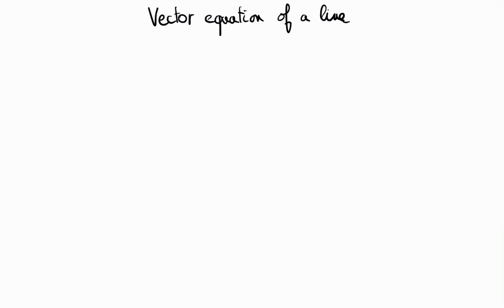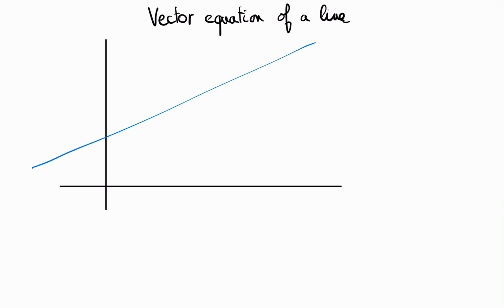Okay, let's look at the plane once again. And say, okay, so we're just going to draw a line in this plane. There you go. And we want to find the vector equation of a line. Is there such a thing? Well, let's pick a point on this line. Let's call this point A. And then another point here, B.